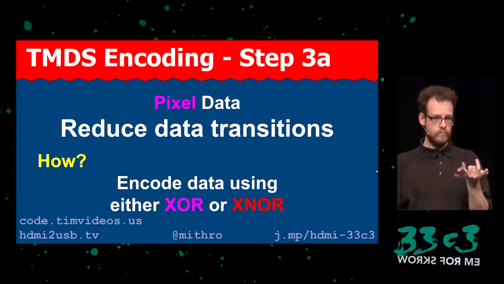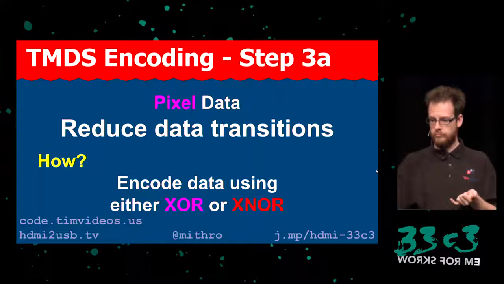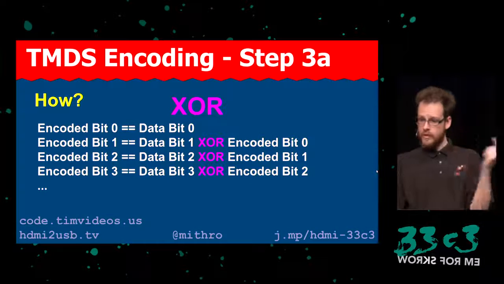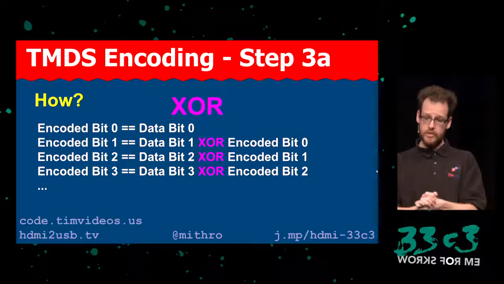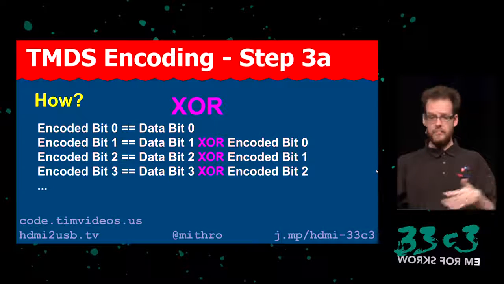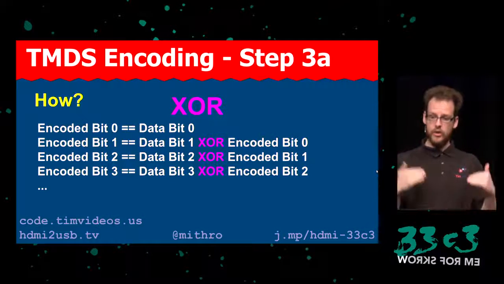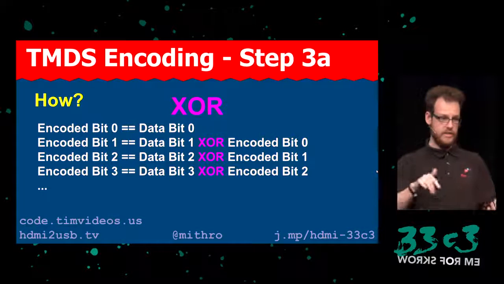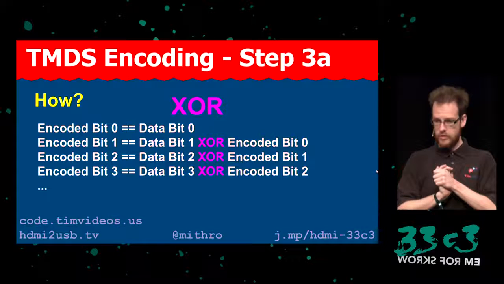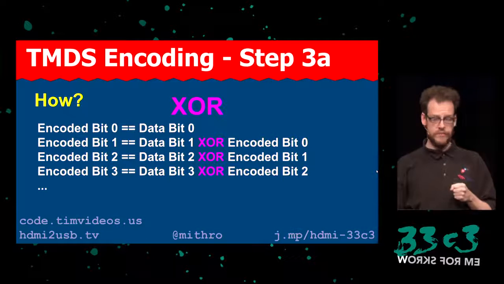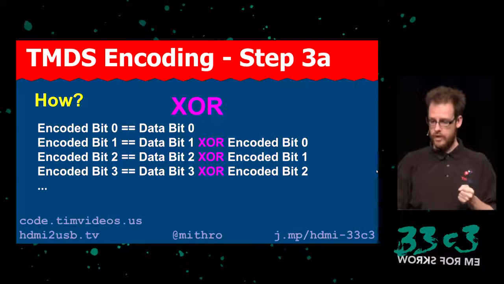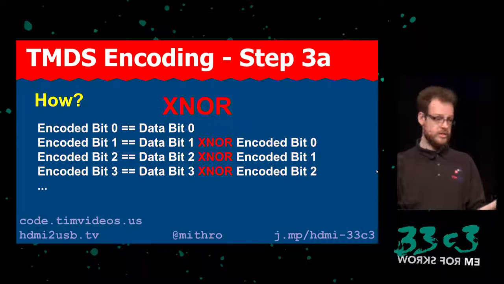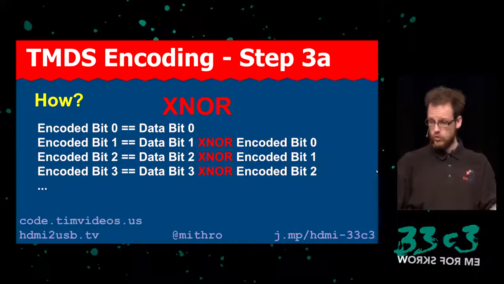And how do we do it? We're going to choose one of 2 encoding schemes: an XOR encoding scheme or an XNOR encoding scheme. So how do we do the XOR encoding scheme? It's actually pretty simple. We set the first encoded bit the same as the first data bit, and then the next encoded bit is the previous encoded bit XORed with the next data bit. And then we just repeat until we've done the 8 bits. So this is how we do the XOR encoding. The XNOR encoding is the same process, except instead of using XOR, it uses XNOR.